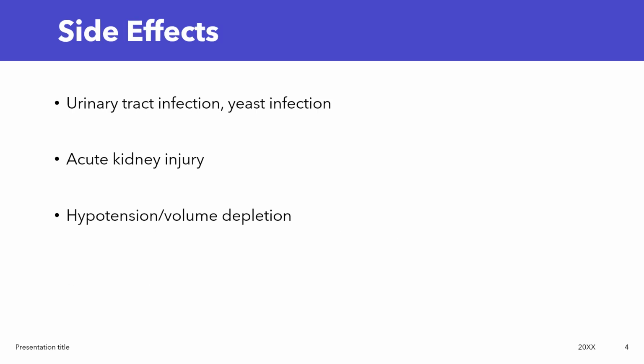Now, let's talk about some of the side effects of SGLT2 inhibitors. They can cause urinary tract infections and yeast infections. They can also cause acute kidney injury, so renal function monitoring is important. They can also cause hypotension or volume depletion, so monitoring blood pressure is also important.